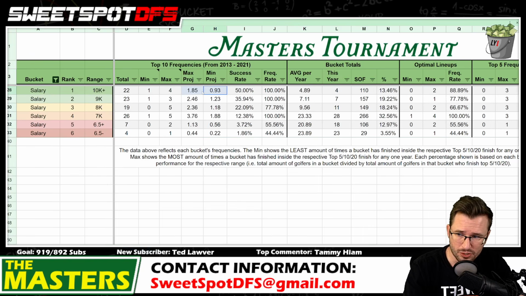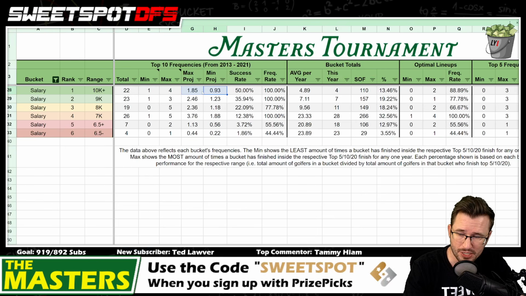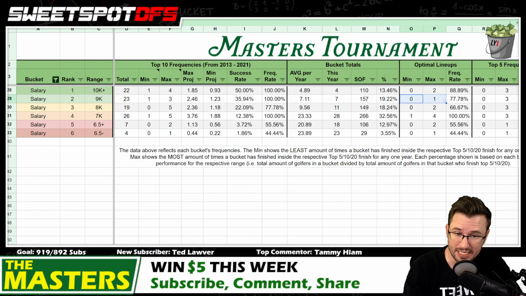0 to 2, 10K plus golfers. I think that just makes sense. We don't have that many of them, and it would be difficult to put more than 2 in your lineup anyways. 1 to 3, 9K golfers. We've only seen a max of 1 from the 9K range in the optimal lineup. So there's something to consider there.